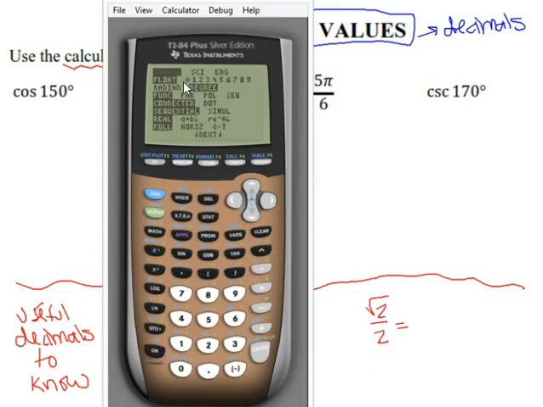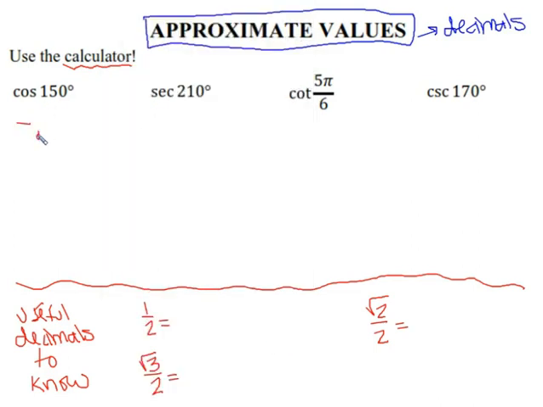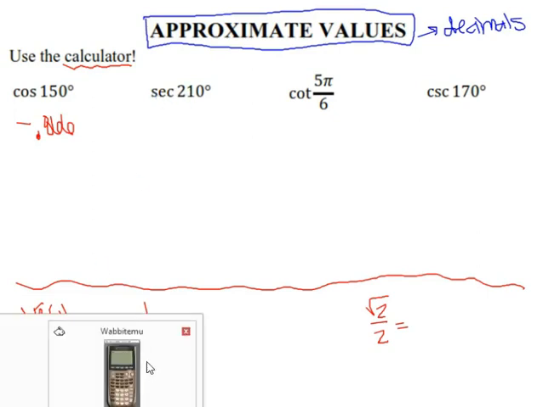Oh my gosh, the calculator's so slow. So we are in degree mode, which checks out. So we'll hit second quit. And now we can simply type in cosine of 150 degrees. And it looks like the approximate value would be negative 0.866, we'll say. Pretty simple.